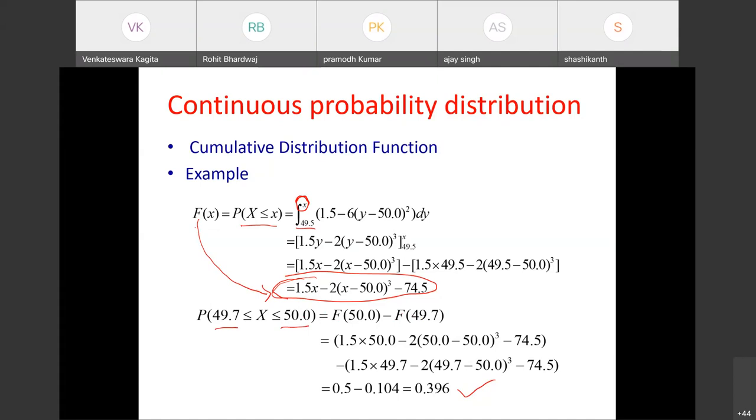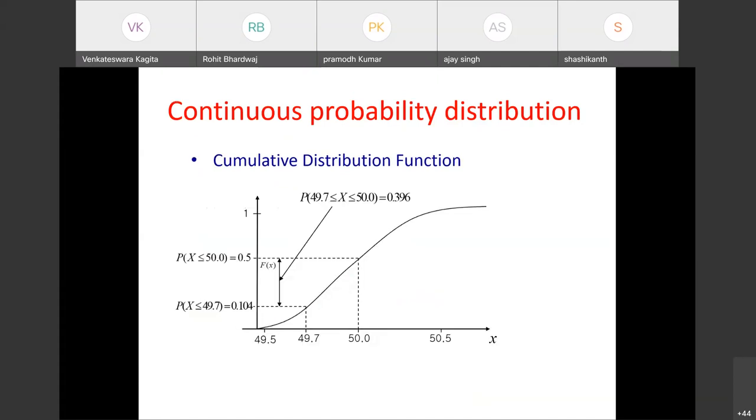So to visualize this graphically, this is how you can represent. This is a cumulative distribution function. It is always increasing. So if you want to know the interval 49.7 to 50.0, you have to know the probability at 50 and the probability at 49.7 and subtract it. So you're interested in this interval.